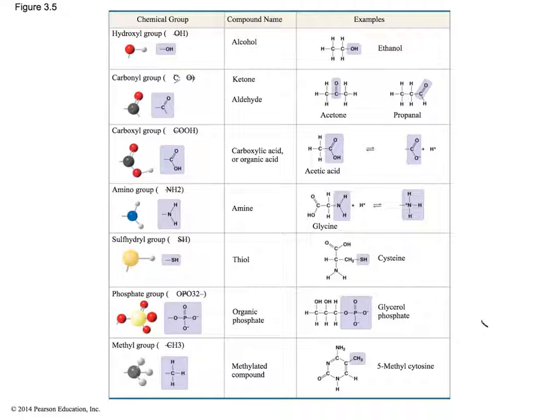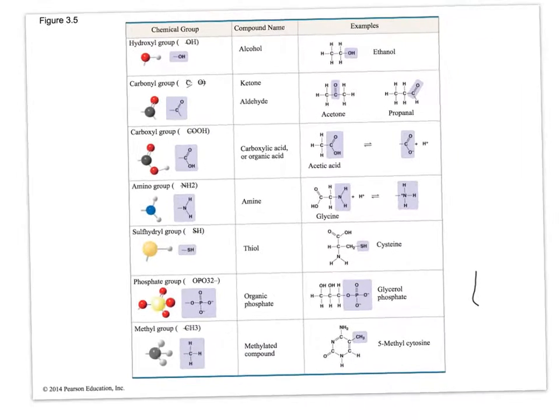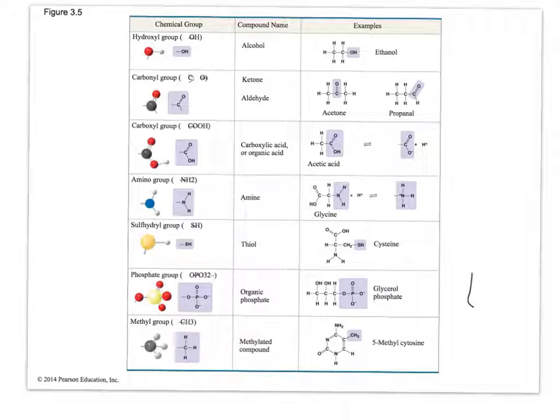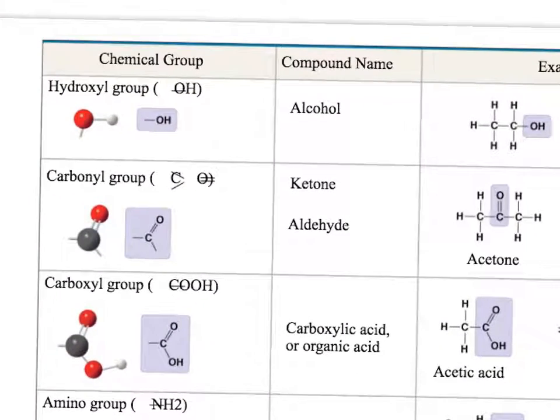So this is what it looks like. This is in your book. You don't have to write it down. But look, understand what these are. So if you went through, here's an OH, a hydroxyl group that makes an alcohol. A double bond O makes a ketone or an aldehyde, depending upon where it is.